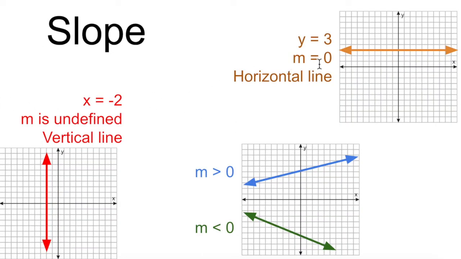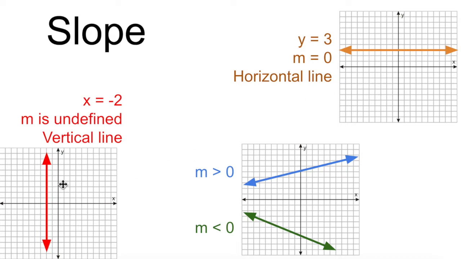So slope in a horizontal line is 0. M equals 0. So an example of an equation for a horizontal line is y equals 3. Here you can see that for any value of x, y is always 3. We're always moving 3 up to get to our line. So m equals 0 here because there is no slope at all. This is a horizontal line.